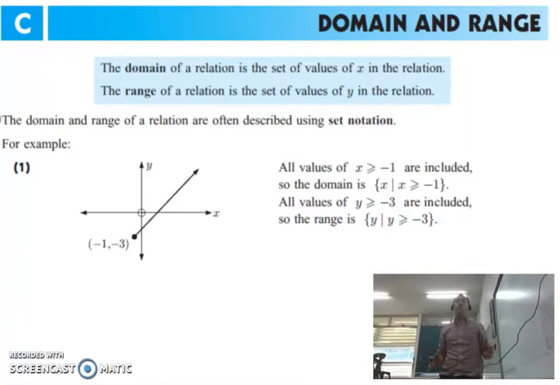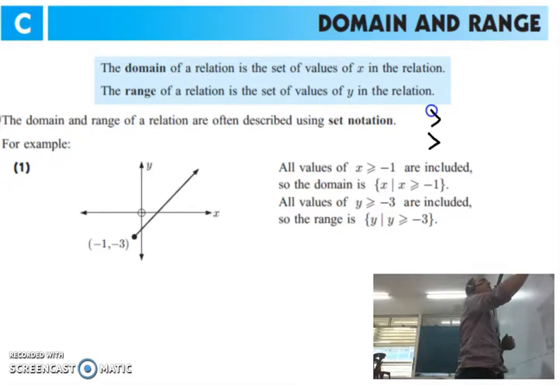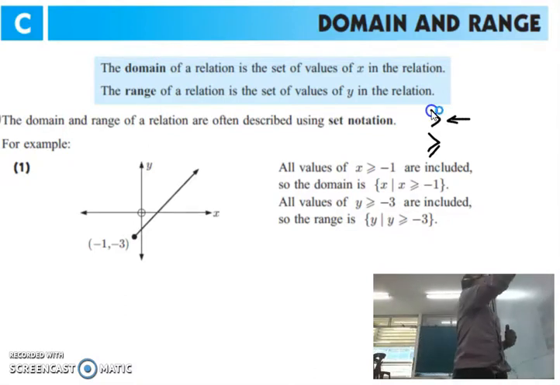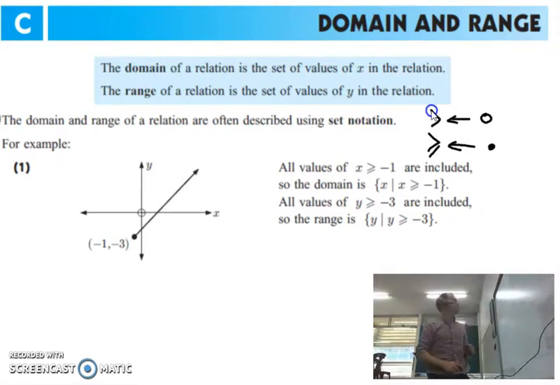In this video, we're going to have a look at domain and range. It's really important to remember two things, two of our signs. So this is greater than, and it's represented by an open circle. This one is represented as greater than or equal to, and it's a closed circle. So really important to remember that.